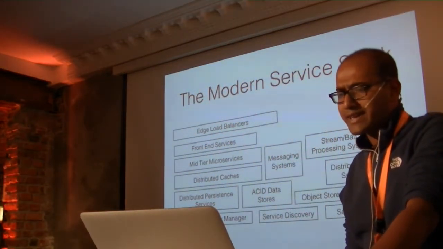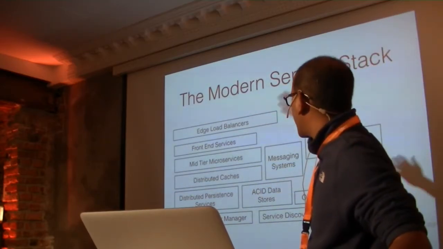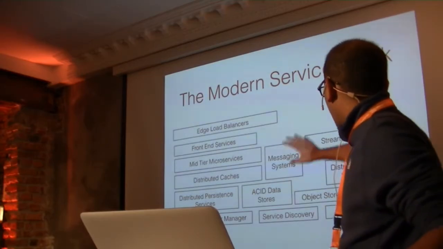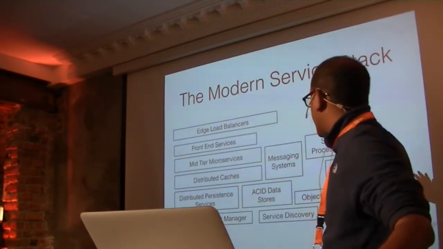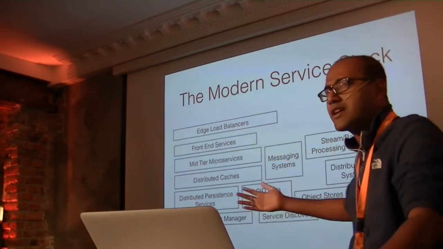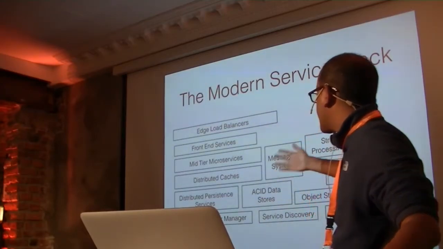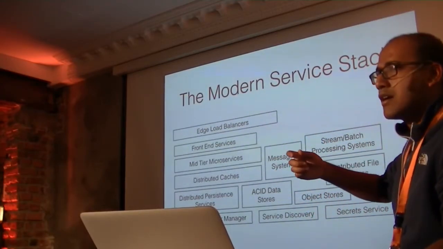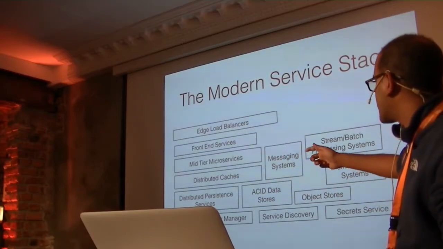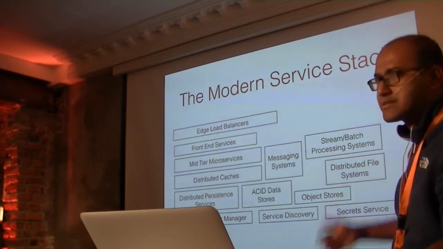And then you have caches, and then mid-tier services and front-end services, and on top of that you have load balancers. On the right side, it's kind of interesting and has been relevant for the last 4 or 5 years: messaging systems like Kafka. People put Kafka behind their mid-tier services, which then ships the data that is processed by each of these services to something like a batch processing system like Hadoop.